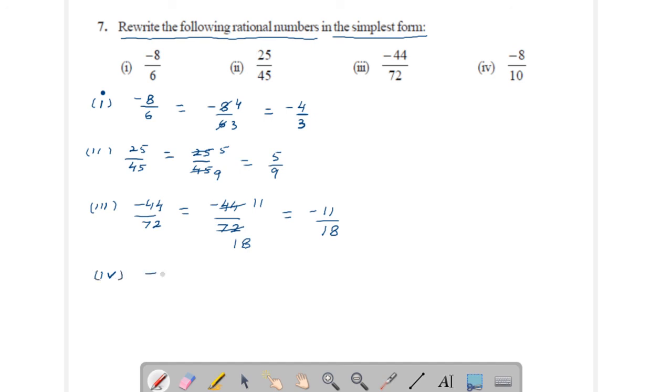Now fourth part, minus 8 upon 10. Minus 8 upon 10. Cancel it by 2. 2 fours are 8 and 2 fives are 10. This can be written as minus 4 upon 5. This is your answer.